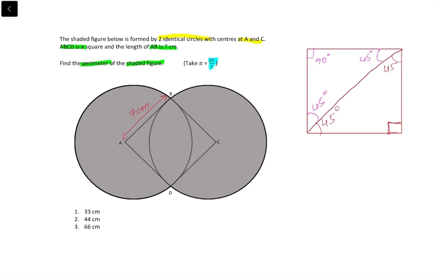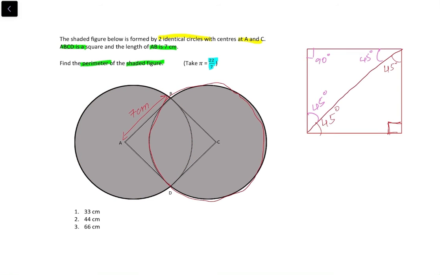Now in the given figure, we have two circles. This is the first circle, and the second circle is marked in orange, and then we have a square ABCD, and all these three shapes are overlapping, right? So now let's focus on one circle first. Let's say the one marked in red.